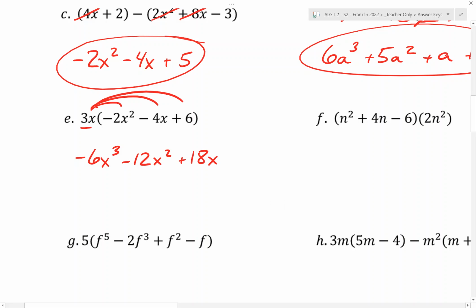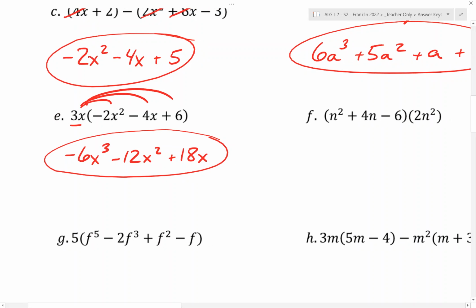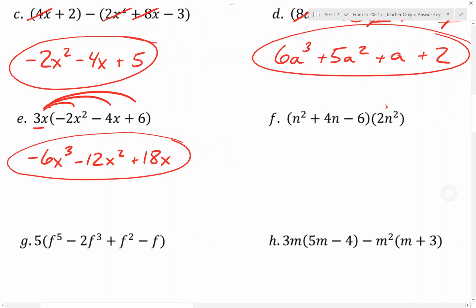One thing to point out here, just don't forget to increase the exponents, right? When you multiply powers, add the exponents. So don't forget to do that. Example F is just written backwards. We're still distributing the 2n squared in through that. So 2n squared times n squared is 2n to the 4th. 2n squared times 4n, that's going to be 8n to the 3rd. And 2n squared times negative 6 is negative 12n squared.